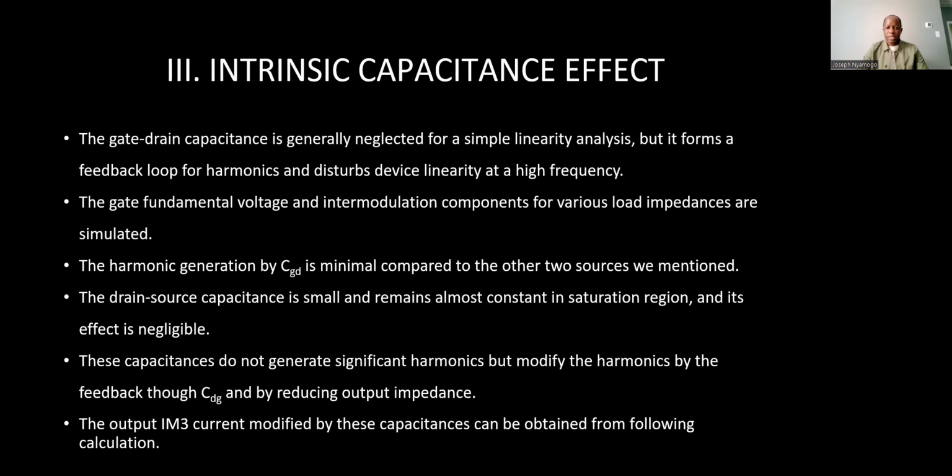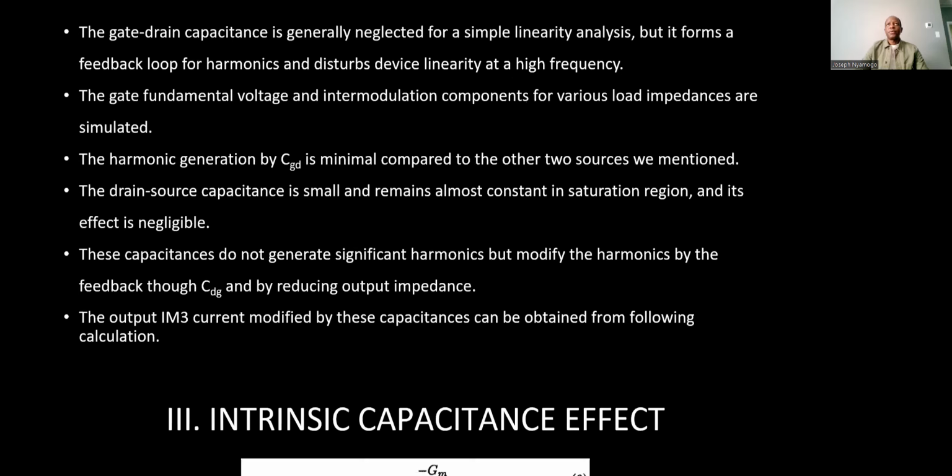The gate fundamental voltage and intermodulation components for various load impedances are simulated. The harmonic generation by CGD is minimal compared to the other two sources we mentioned. The gate-drain capacitance is small and remains almost constant in the saturation region, and its effect is negligible. These capacitances do not generate significant harmonics, but modify the harmonics by the feedback through CGD and by reducing output impedance. The output IM3 current modified by these capacitances can be obtained from the following calculation.